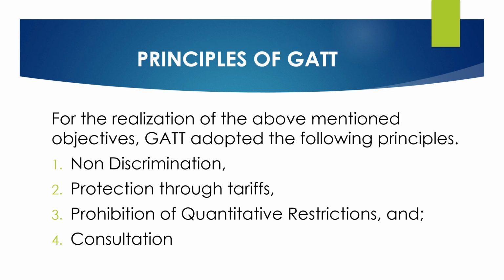Now let us see how these objectives are fulfilled by GATT. So, GATT adopts certain principles to fulfill the objectives for which it was formed. First one, it adopts the principle of non-discrimination. Then it also uses tariffs to protect. Then it also applies consultation. Then it also prohibits quantitative restrictions. Now let us see one by one.